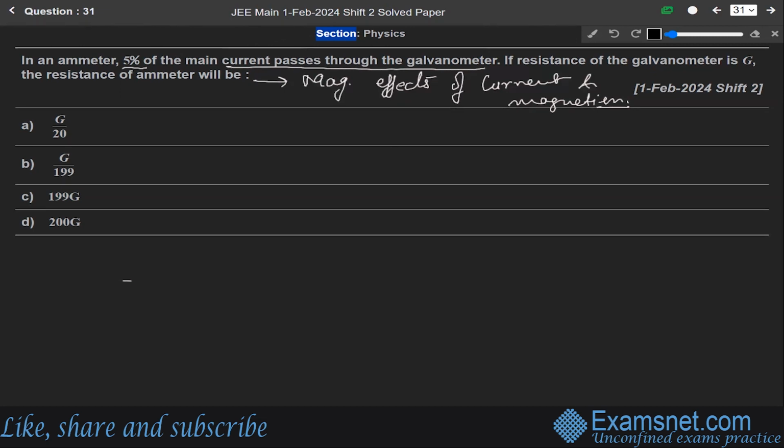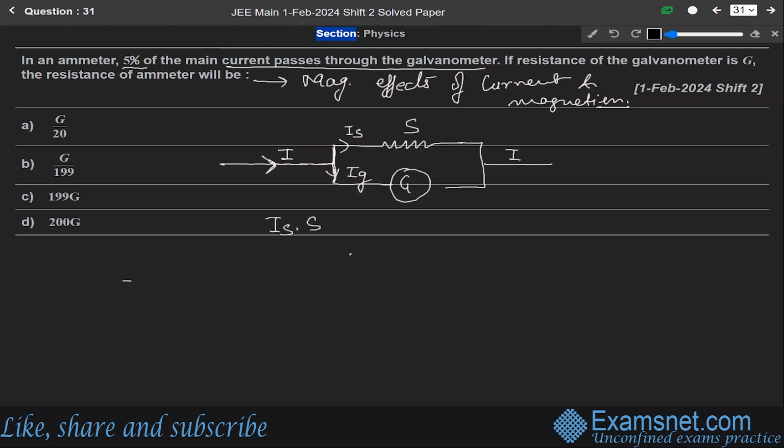Okay, let us first draw the circuit diagram. This is the shunt resistance S. This is galvanometer G. And let us say I current is flowing through the circuit. It will divide into two parts. IG current will flow through the galvanometer and IS current will flow through the shunt resistance S. Now IS into S will be equal to IG into G.